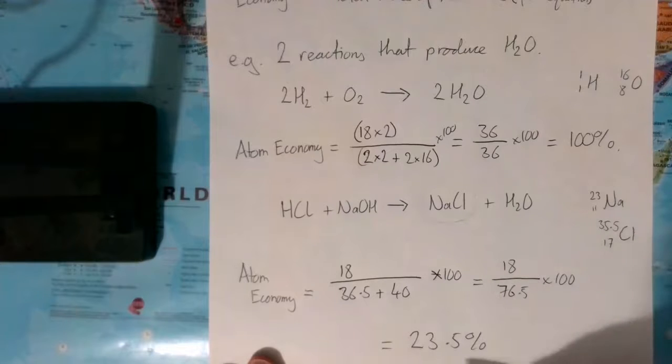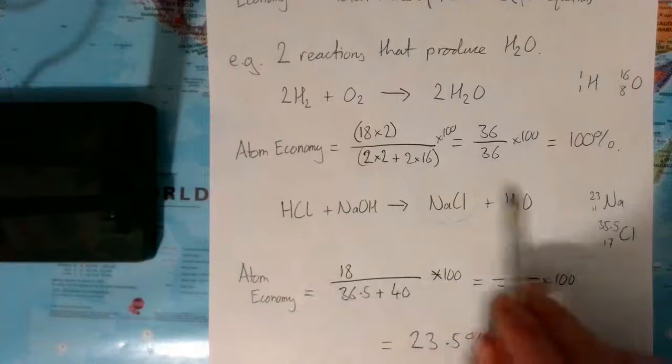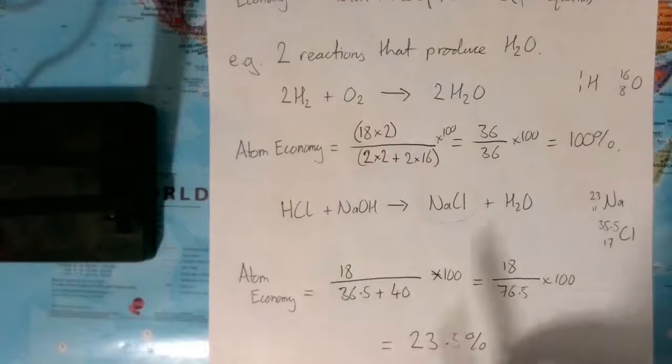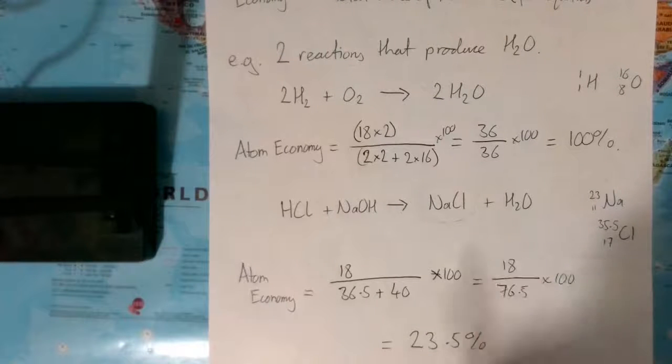Now, quick note, this again is not the percentage yield. It might be that you made this with a really low percentage yield, but that's got nothing to do with this. The atom economy is only ever one number for any given equation because it's just linked to that equation, whereas the percentage yield is essentially how good you are at getting the chemicals to react in a lab.